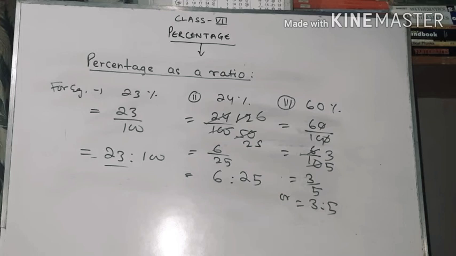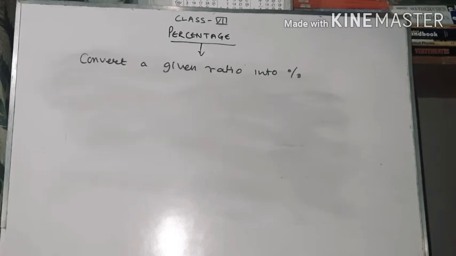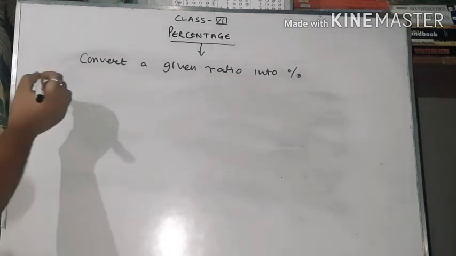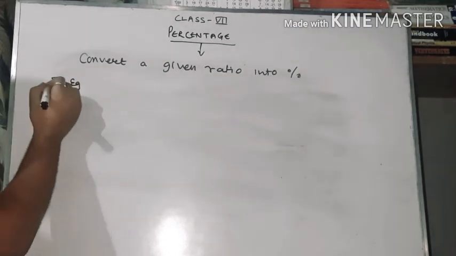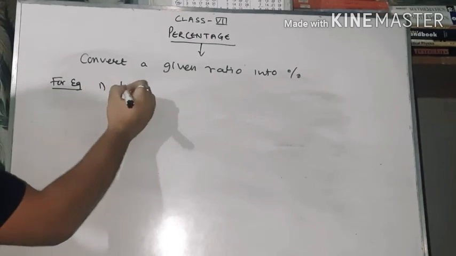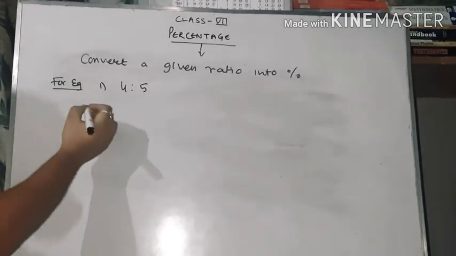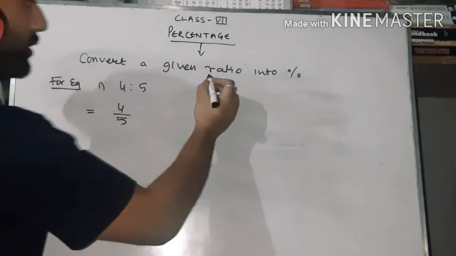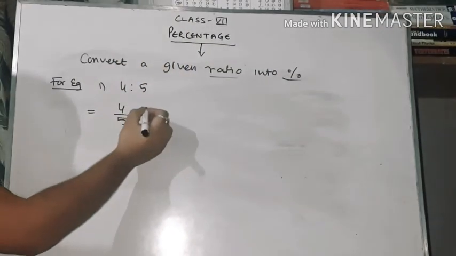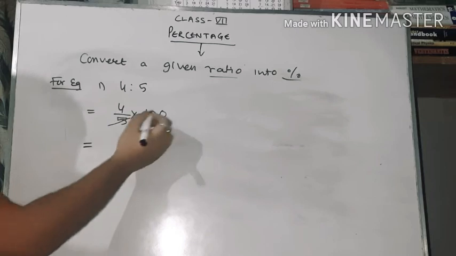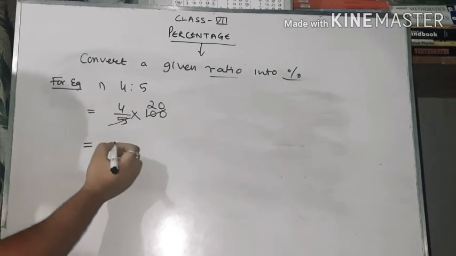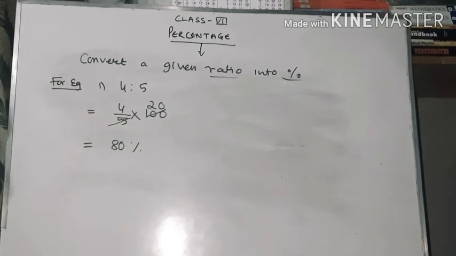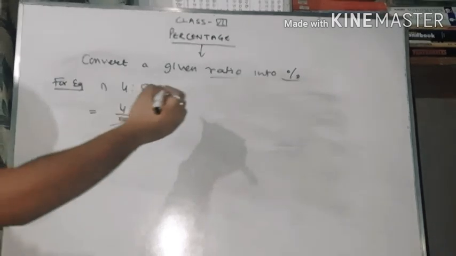In our next topic, we'll be discussing how to convert a given ratio into a percentage. So here also let us try. For example, suppose we are given the ratio 4 is to 5. It means I can write this as 4 by 5. To convert our ratio into a percentage, we will just multiply this by 100. So 5 2s are 10, 0; 2 4s are 8, 0. So what's the percentage? 80%. It's very easy to understand.